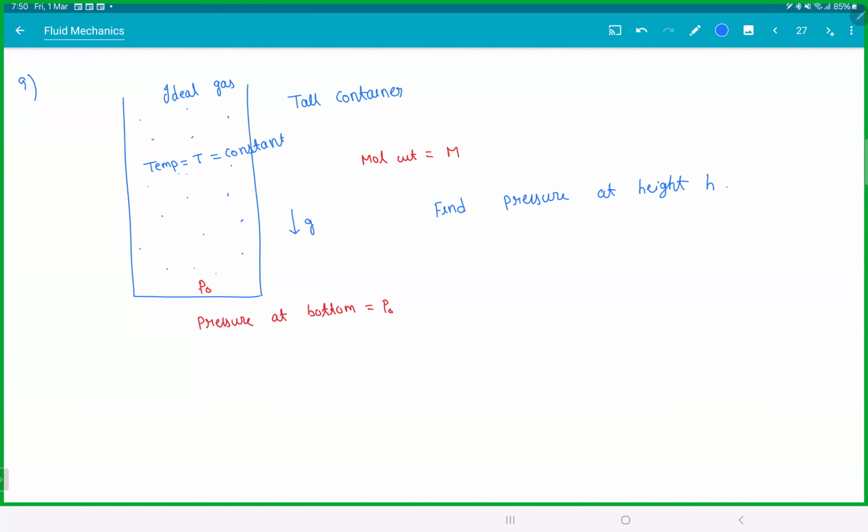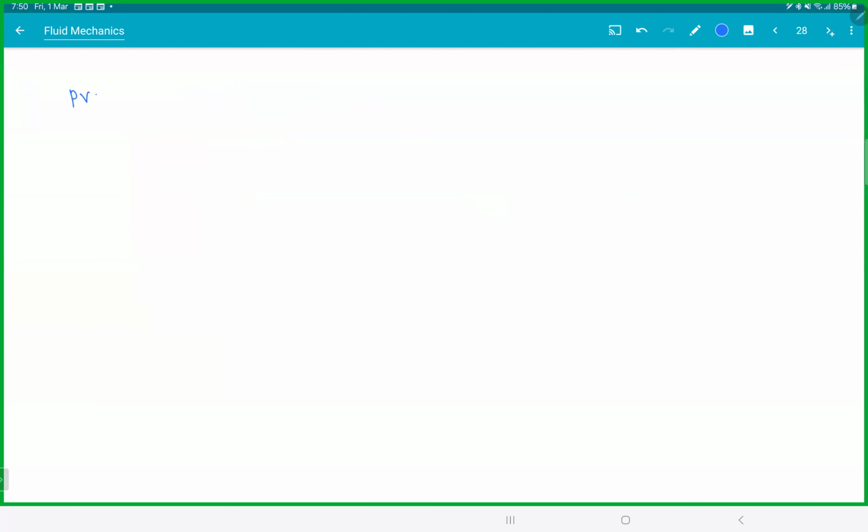Let me show you. First thing, PV is nRT. This can be written as P is equal to mass by molecular weight, that is the number of moles. Mass by volume is density. So P is equal to rho RT by M. This is the relation between pressure and density. And we also know dP is equal to minus rho g dH.